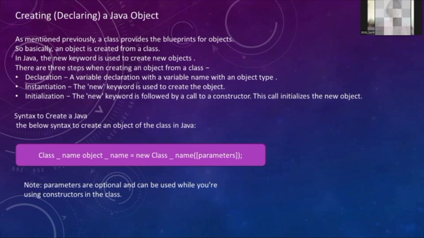The syntax to create a Java object: below is the syntax to create an object of the class in Java. We can see the class name followed by the object name, which is equal to new, the class name, and then parameters in brackets. Note that the parameters are optional and can be used when you are using a constructor in the class.